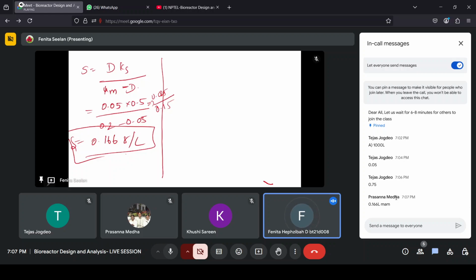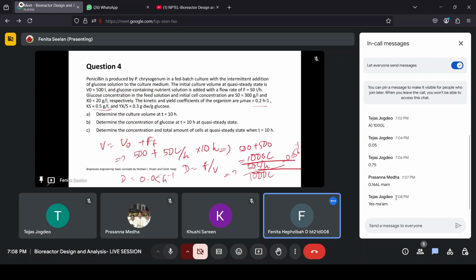Yes, Prasanna got the answer. Tejas, you check the answer, please. Just check where you missed anything. Any sign problem would be there, I think. Instead of multiplication, some minus sign, something. Please check, okay? Thank you, Tejas and Prasanna.